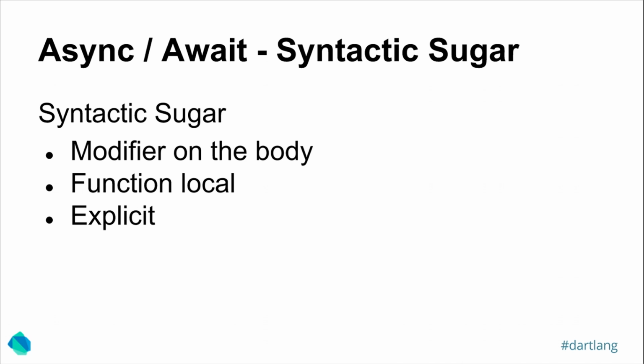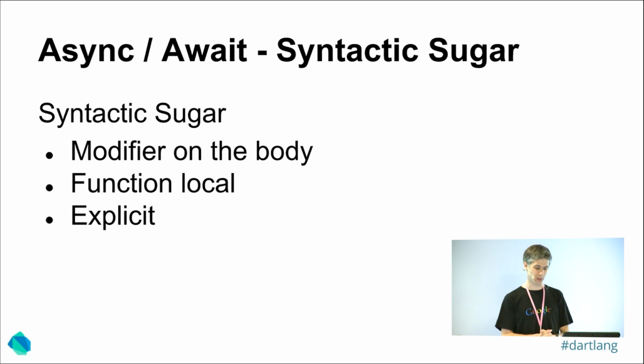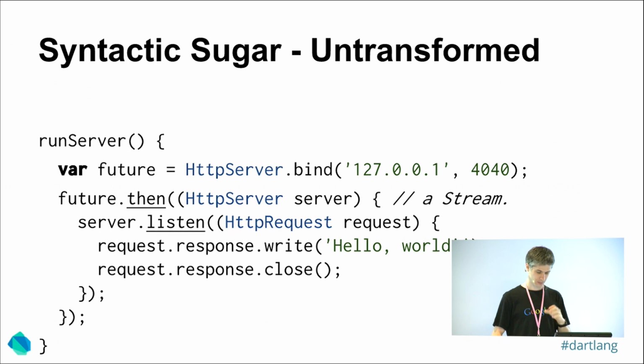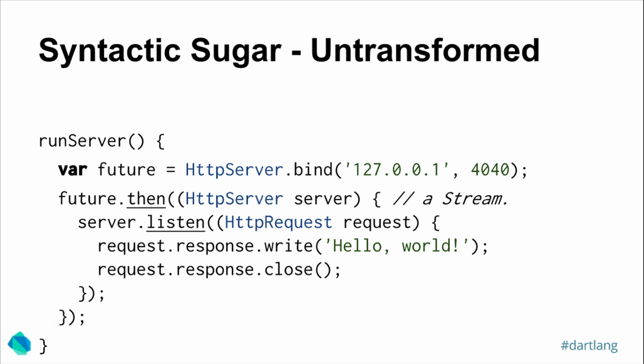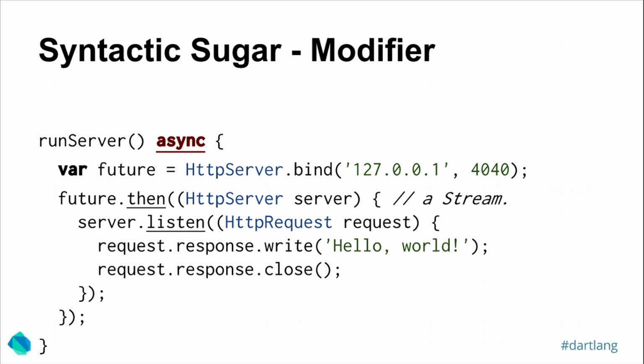It's syntactic sugar. You start with a modifier on the body, so that clearly means it's function local. And we have explicit points where we say, well, here we simulate, or we do as if you had written .then or listen. So let's go to the web server that I showed before. It's the same, nothing changed so far. The first thing we do in order to use async await is, as said, we have to have a modifier. So we add the async on the body. So this is really just a modifier on the body. It doesn't change the signature of the function. The function still behaves the same as before.